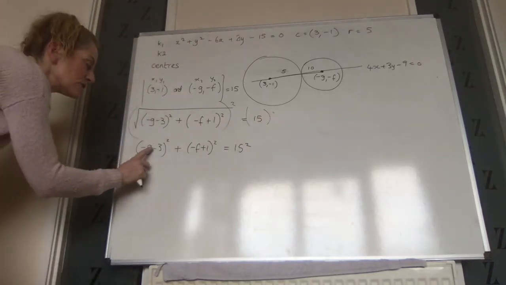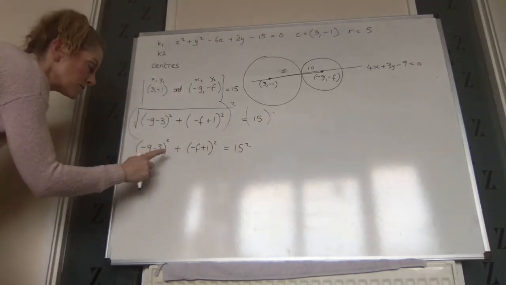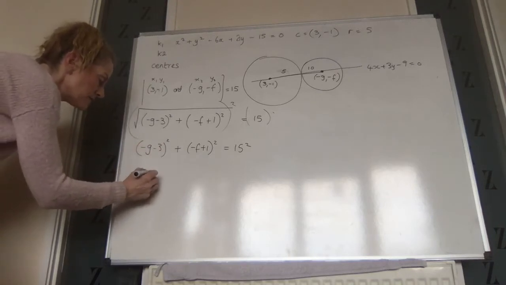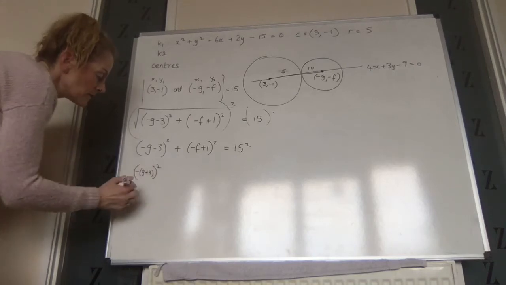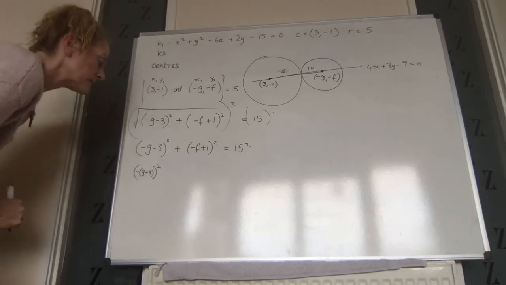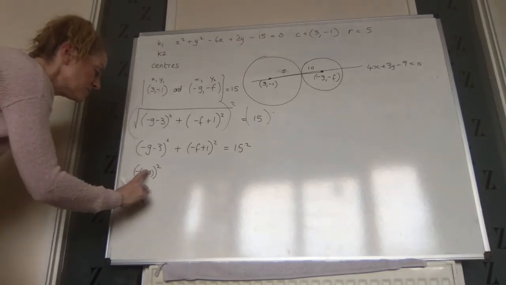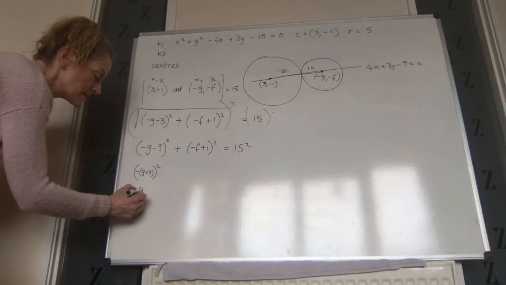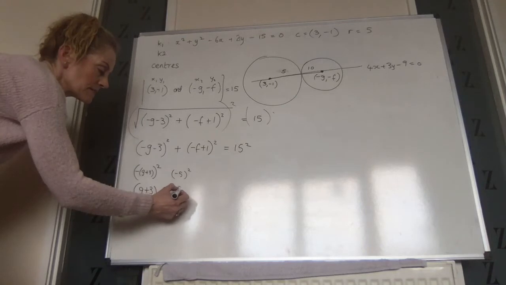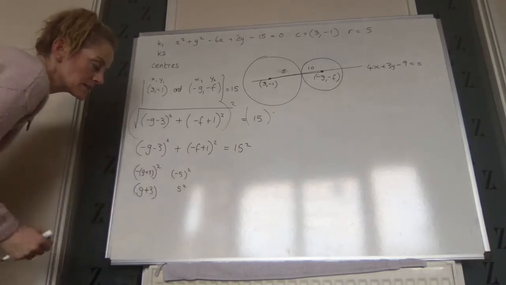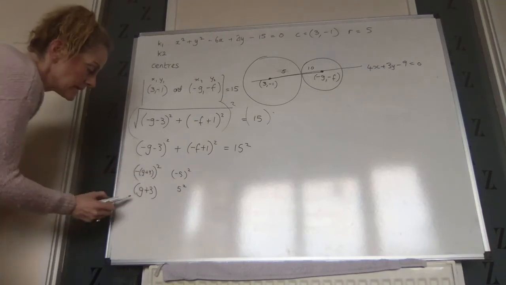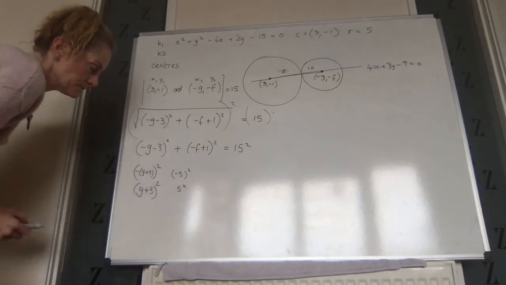Now, (minus g minus 3) all squared is the same as saying (minus g plus 3) all squared, because minus g minus 3 is minus (g plus 3). And when you square a minus number, you just get the positive version of it. In other words, minus 5 squared is the same as saying 5 squared, because the minuses multiply to give you a plus. So (minus (g plus 3)) squared will give you just (g plus 3) squared.